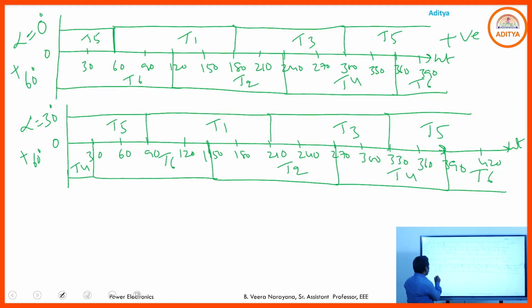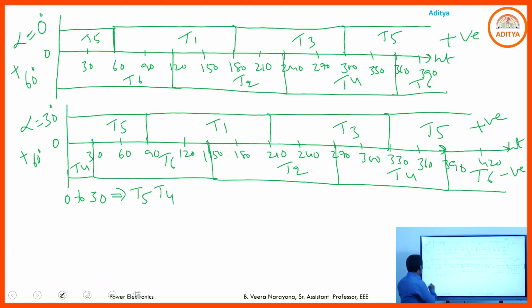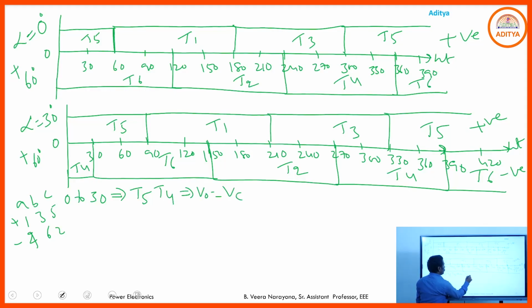From this, observe 0 to 30. Which are in the on state? You tell the first positive group SCR. After that you tell me the negative group SCR. 0 to 30, T5, T4 are in the on state. For the sake of simplicity, I am writing here. These are positive groups and these are the negative groups. 5, 4: 5 phase C, 4 phase A. So V0 is equal to VCA.